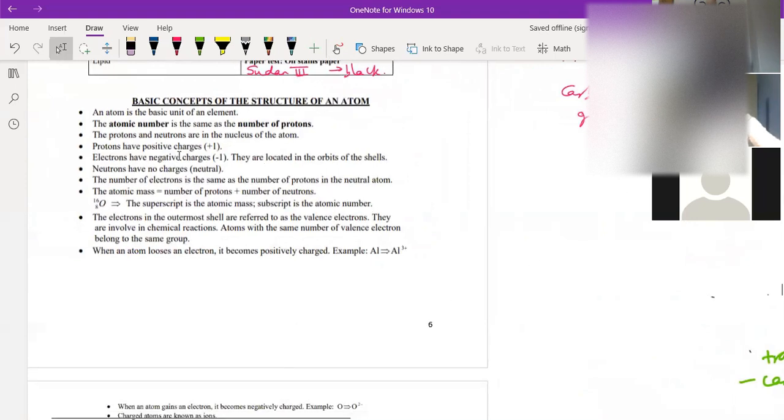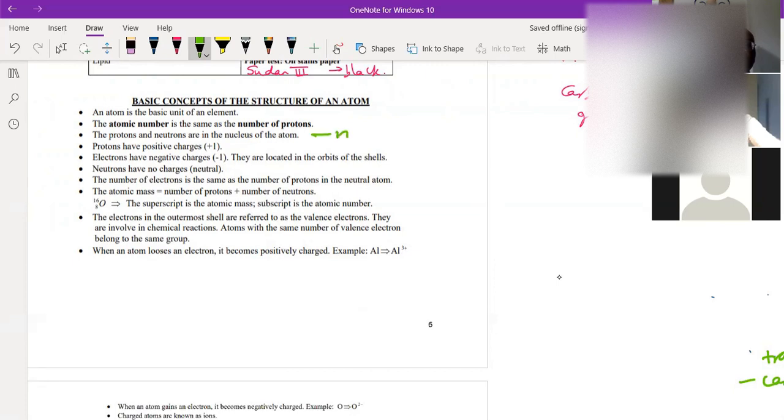All right. So remember the atom is the basic unit of an element, right? Basic unit of an element. Then every atom has what we call atomic number. Remember that the atomic number is the same as the number of protons. These concepts are very important. Atomic number is the same as the number of protons. Now the protons and neutrons are in the nucleus of the atom. Remember that part too.